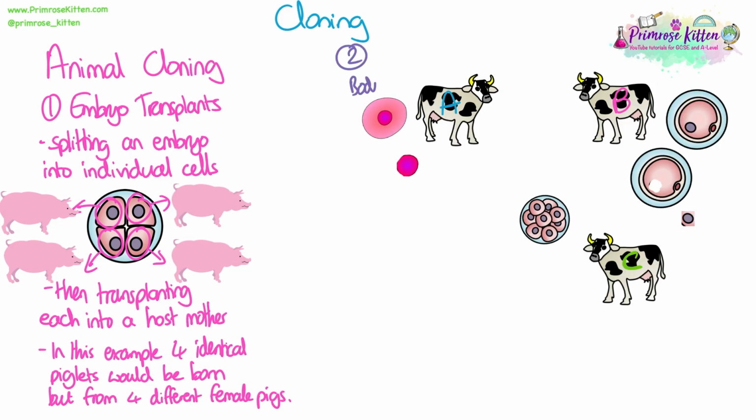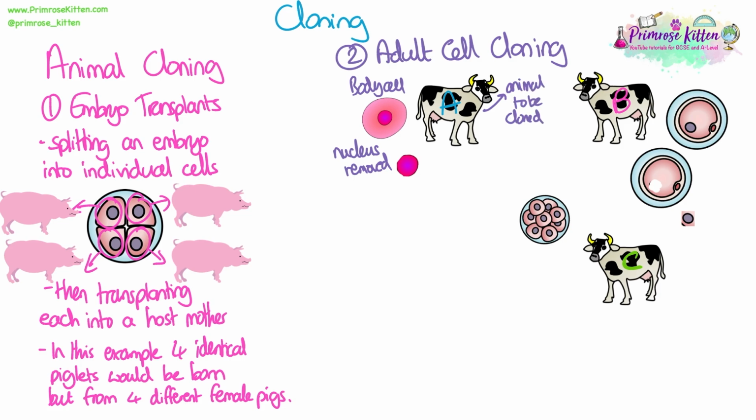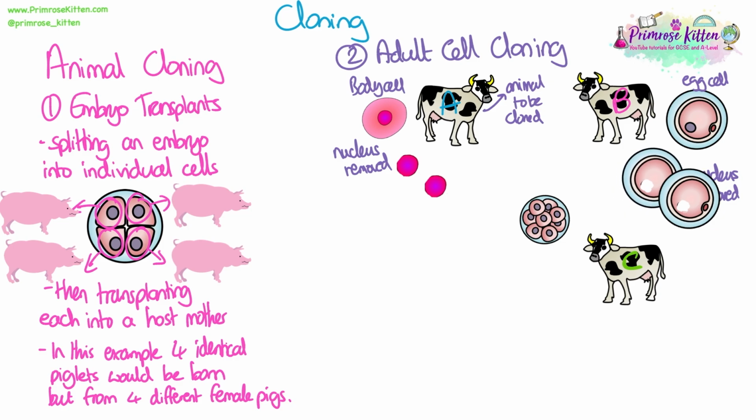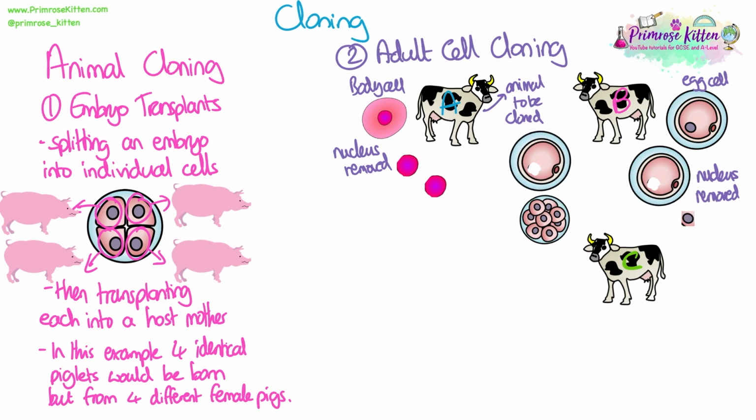The next type is adult cell cloning. This will use 3 separate individuals. So I have cow A, cow B, and cow C. So I remove a body cell from cow A. This is the animal I want to clone, and I remove the nucleus from this body cell. Cow B, I take an egg cell out, and I remove the nucleus from that egg cell. It's called enucleation, or an enucleated egg cell.